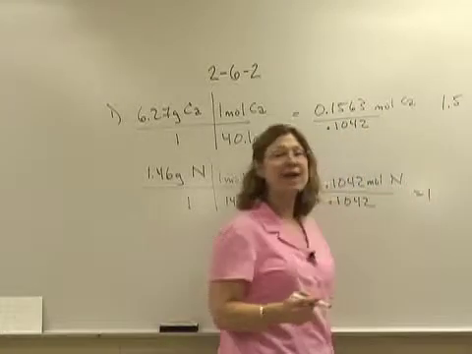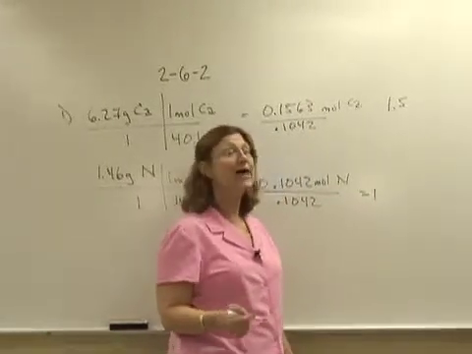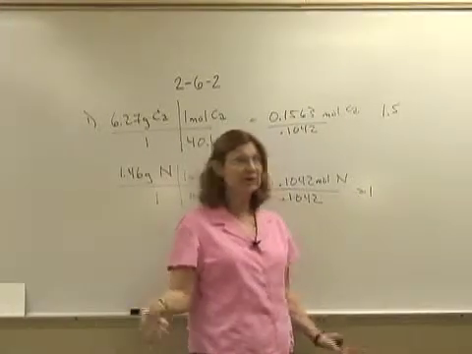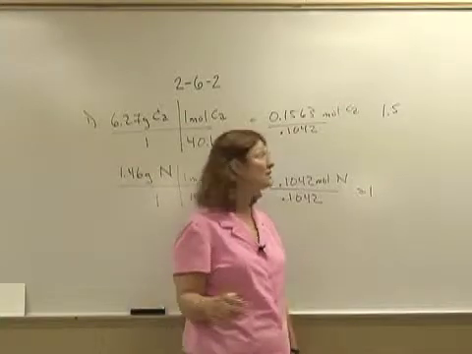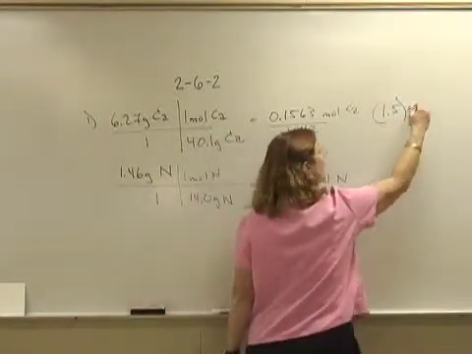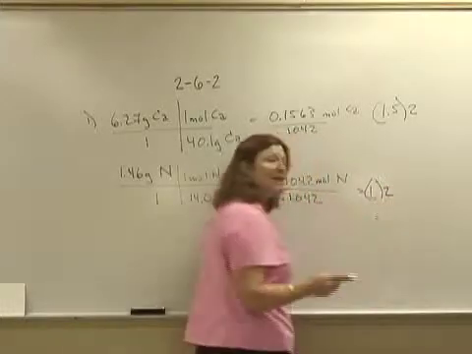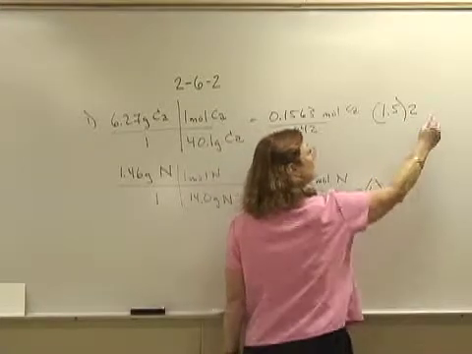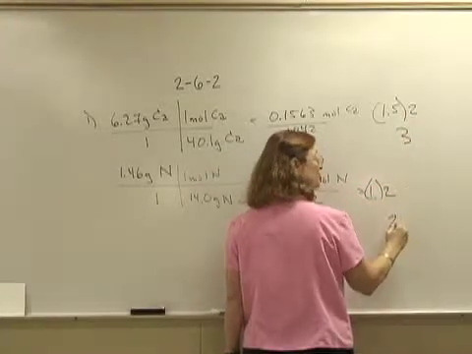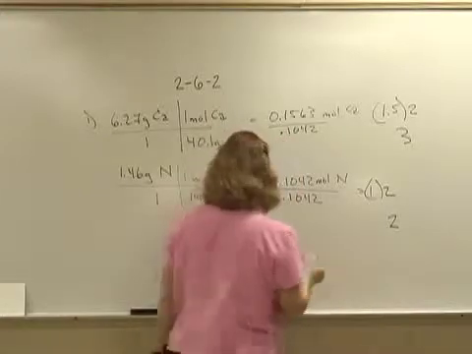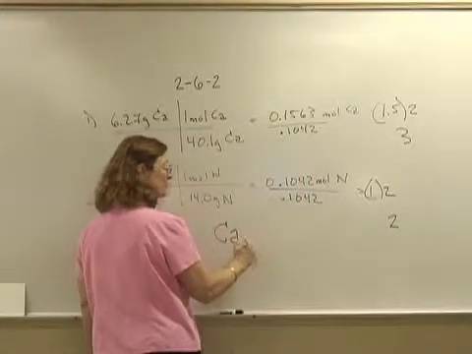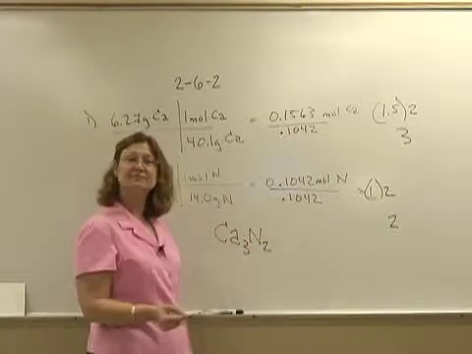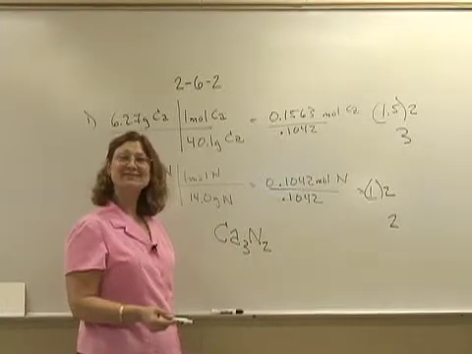And I cannot have 1/2 of an atom. I either have an atom or I don't have an atom. It doesn't come in halves or parts. Therefore, I must multiply them both by a number to get a whole number. And when I multiply 1.5 by 2, I get 3 and 2. So my empirical formula is calcium with a subscript 3 and 2 nitrogens. That's how you do number 1.